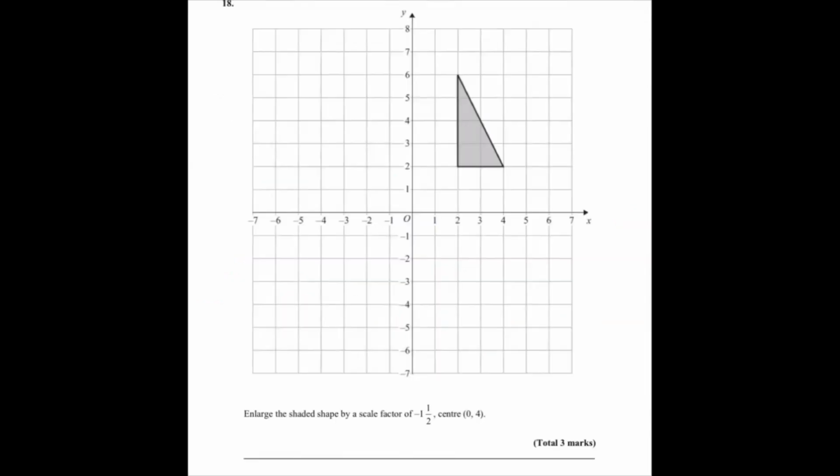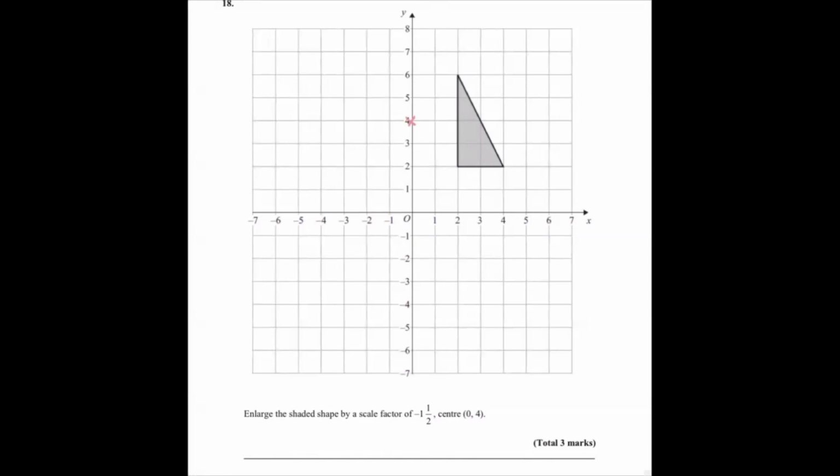Okay, so we've got to enlarge this shape by a scale factor of -1.5, whichever you want to work in. We're being told that the center is 0, 4, so I'm going to mark that on first of all. Now, I like to use the vectors method for enlargement. I find it way easier than messing around with rays, although you do need your rays if you're describing.